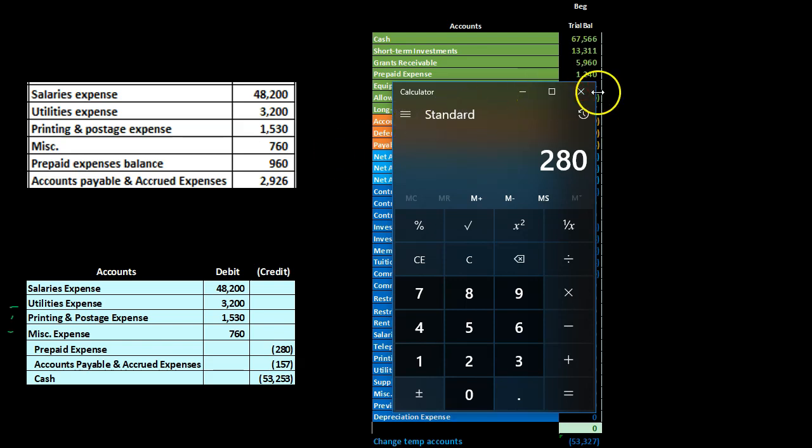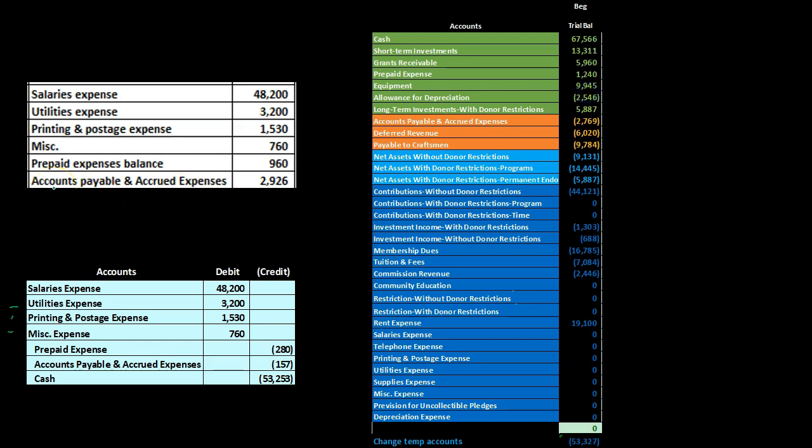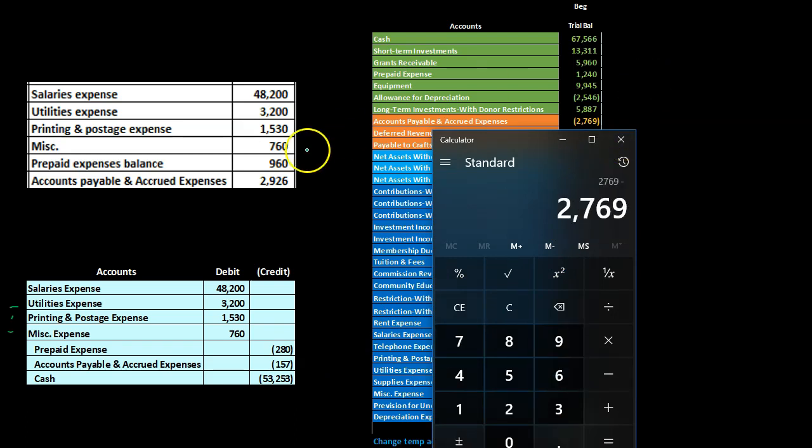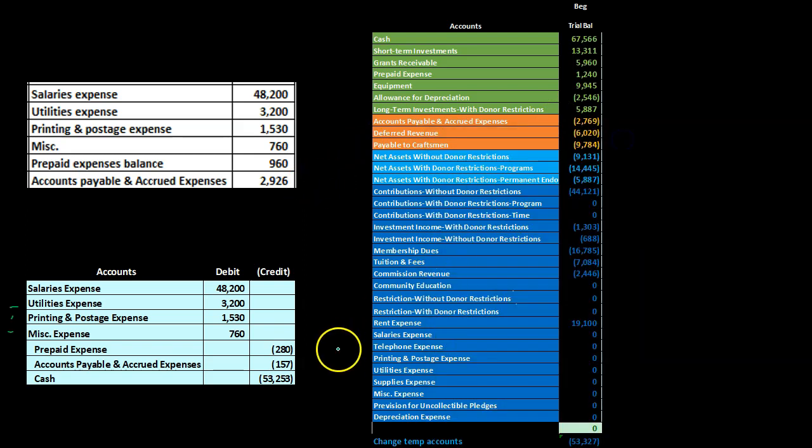Next, we have the accounts payable and accrued expenses. Same process here. We're going to take what is in there, which is going to be the 2,769 minus the new balance. That's going to give us a difference of the 157. In other words, we need a credit of the 157 in order to make that 2,769 be what we think it should be at the end of the time period. So there's going to be our transaction here.